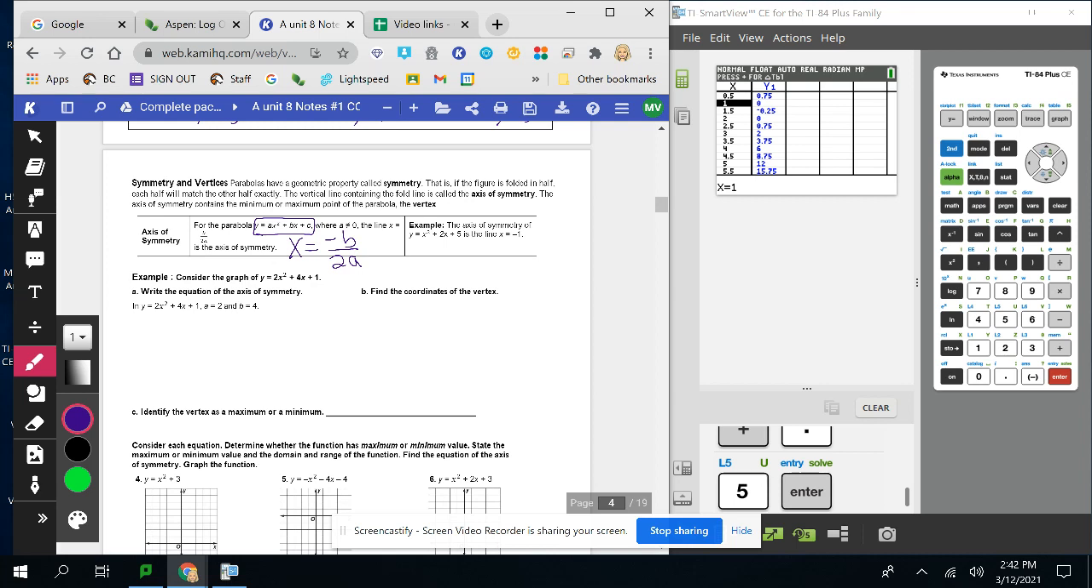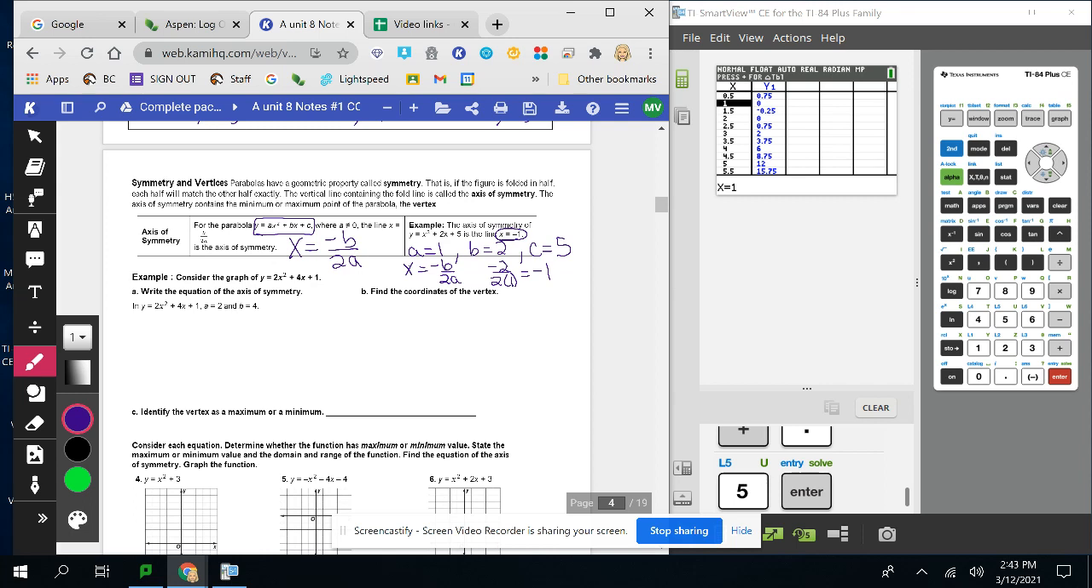So in our example here, when we have y equals x squared plus 2x plus 5, we know that a equals 1, b equals 2, and not that we're using it right now, but c equals 5. So when we're finding our axis of symmetry, x equals negative b over 2a, we substitute those in. So it's negative 2 over 2 times 1, which equals negative 1. So our axis of symmetry is the line x equals negative 1.